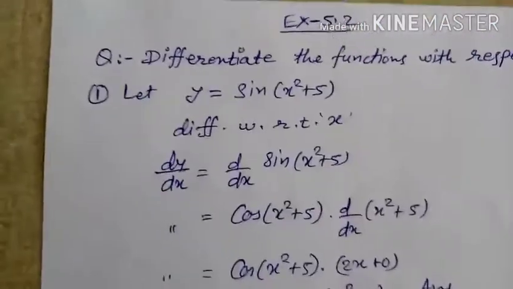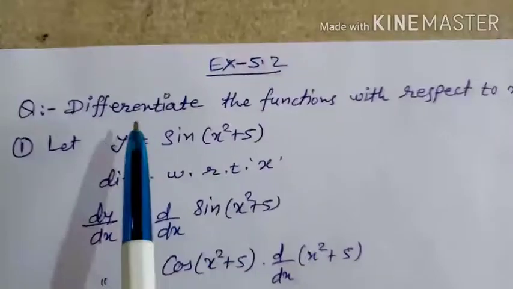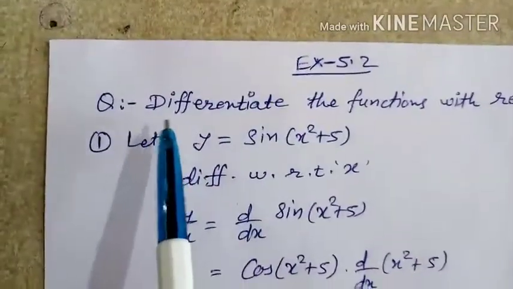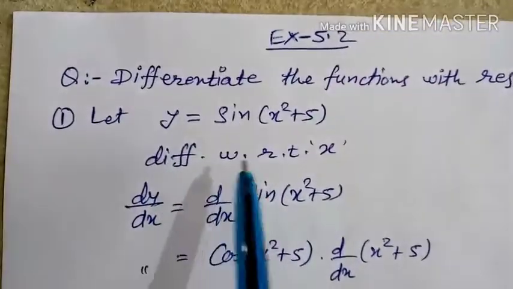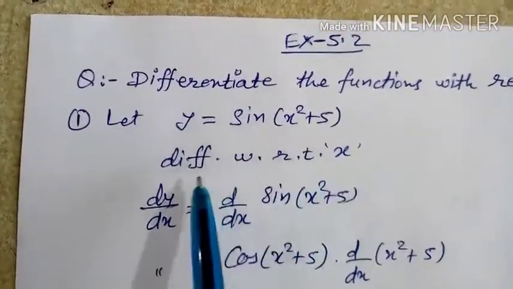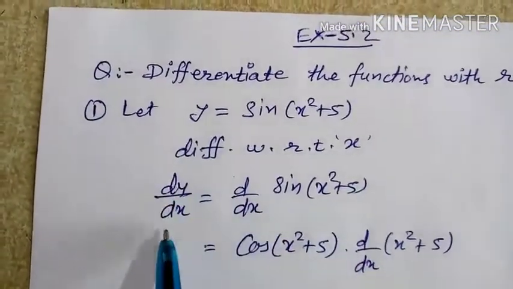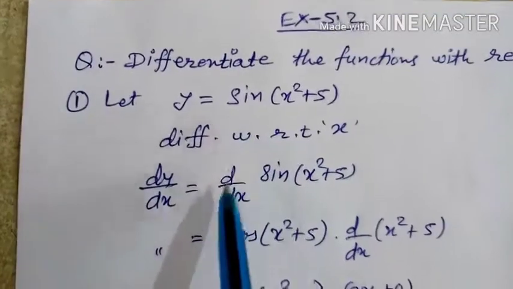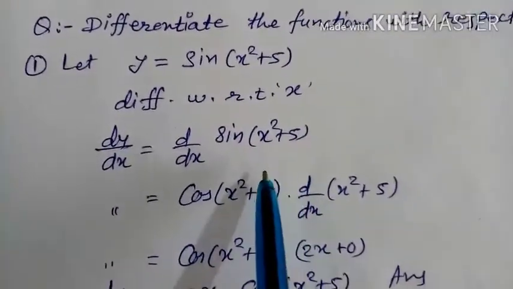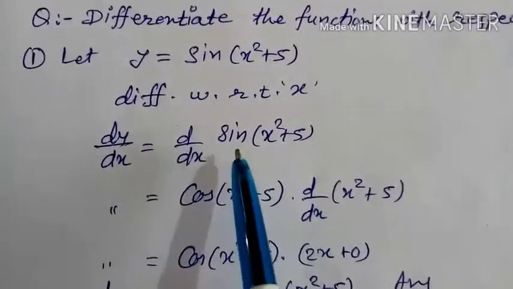Hello everyone, this is exercise 5.2 and the question is: differentiate the function with respect to x. It means we have to find dy/dx. The first question is y = sin(x² + 5). Differentiating with respect to x, dy/dx = d/dx of sin(x² + 5). Since it is a function of a function, here we apply the chain rule.